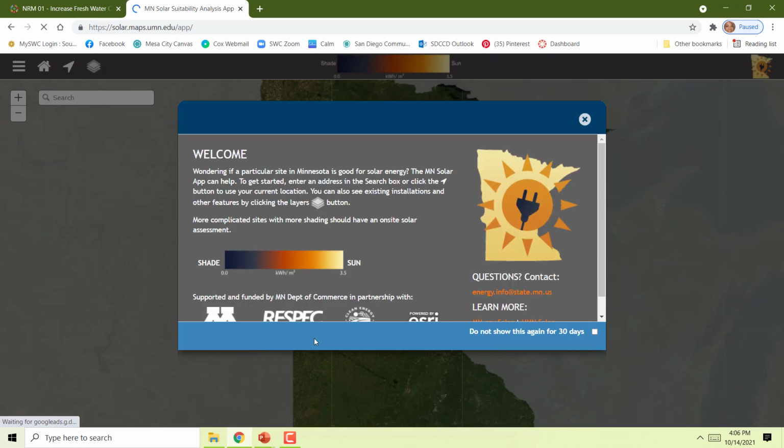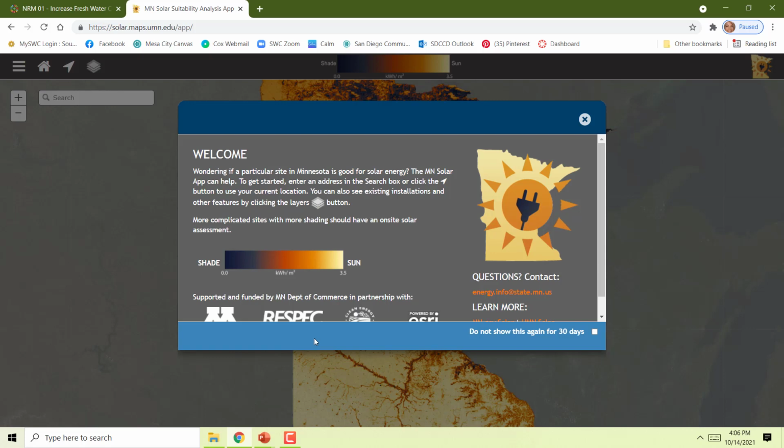So we're looking at Minnesota and looking at the land to determine, is it a good place for solar energy? So this map app will let you search by address, or you can just browse through and look at the entire state of Minnesota. And so the colors are representing kilowatts per hour per square meter. So that is a measurement of insolation, which is energy coming from the sun. And that's generally what in the general population we think of as solar energy.